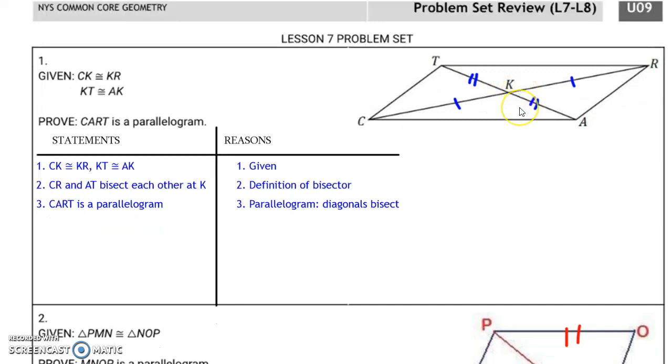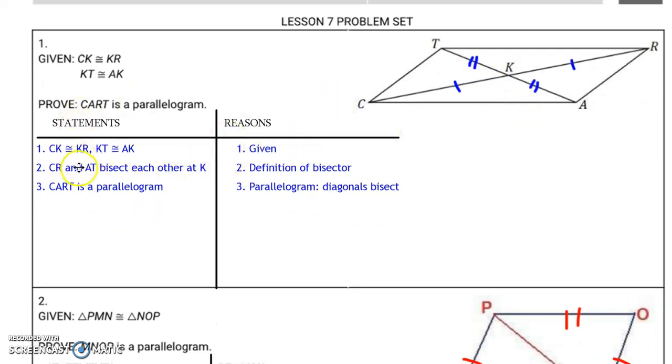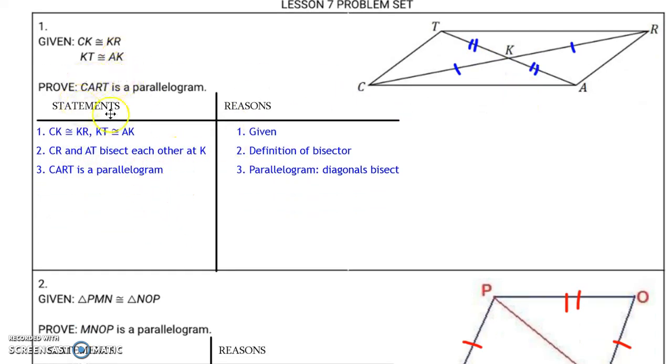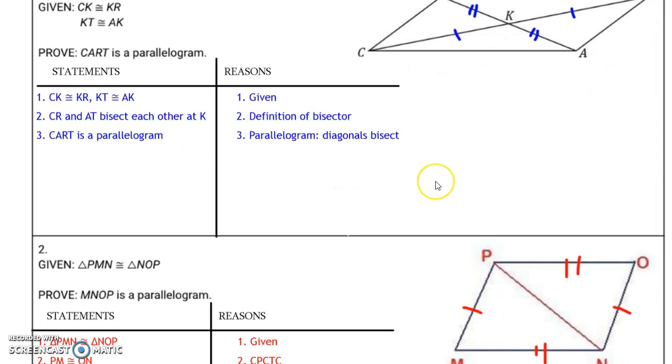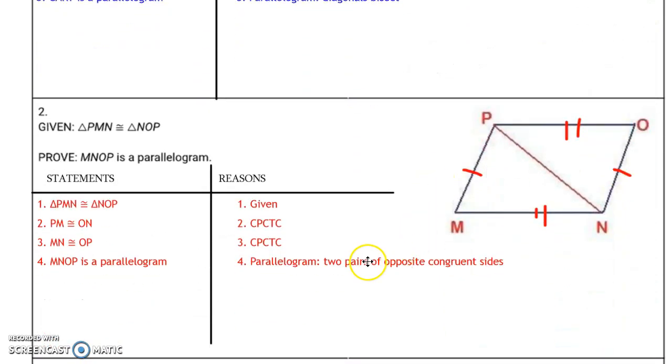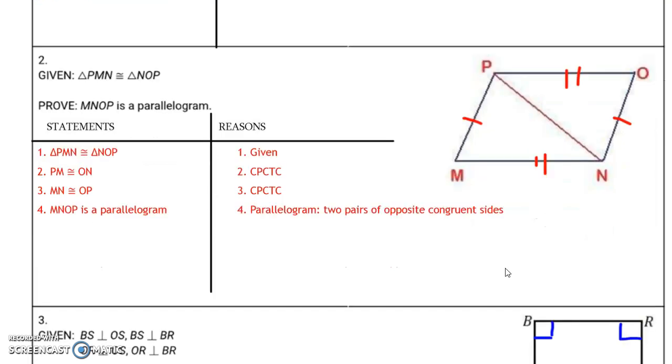There were a lot of proofs in this one. This first proof was obviously very short. We're trying to prove that shapes are parallelograms here, and we have a number of different ways to do that. We can say that the diagonals bisect each other. Here, we claim that there are two pairs of opposite congruent sides. That's another method of proving parallelograms are in fact parallelograms.